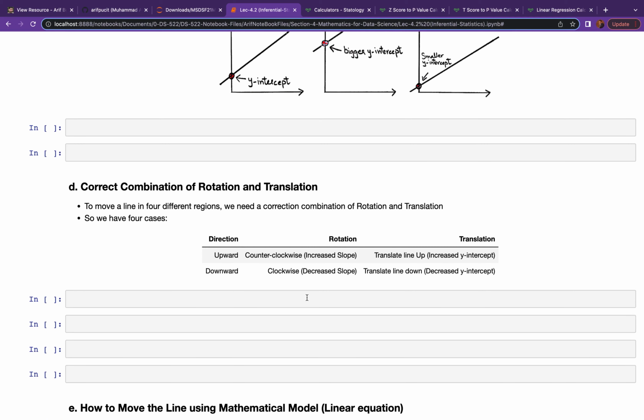And so if we want to move a line, we need these combinations. If we want to move the line upward, we do a counterclockwise rotation, increase the slope, or increase the y-intercept. Similarly, if we want to move the line downward, we do a clockwise rotation, decrease the slope, or decrease the y-intercept.